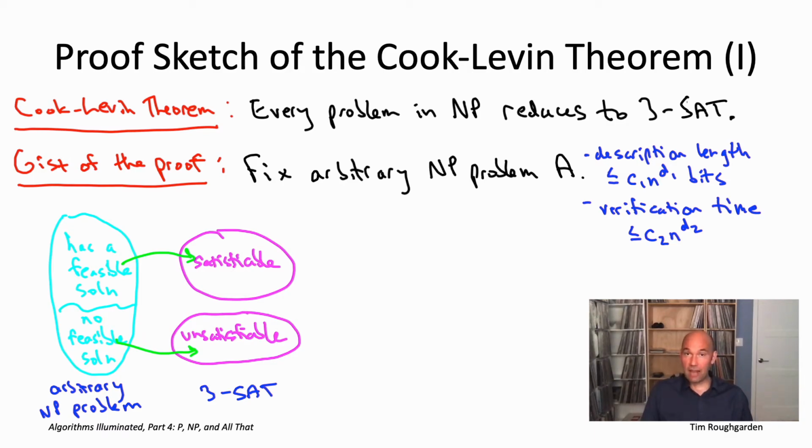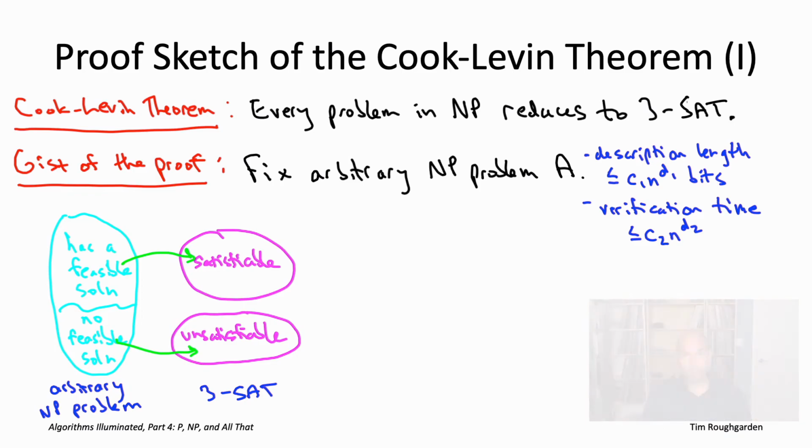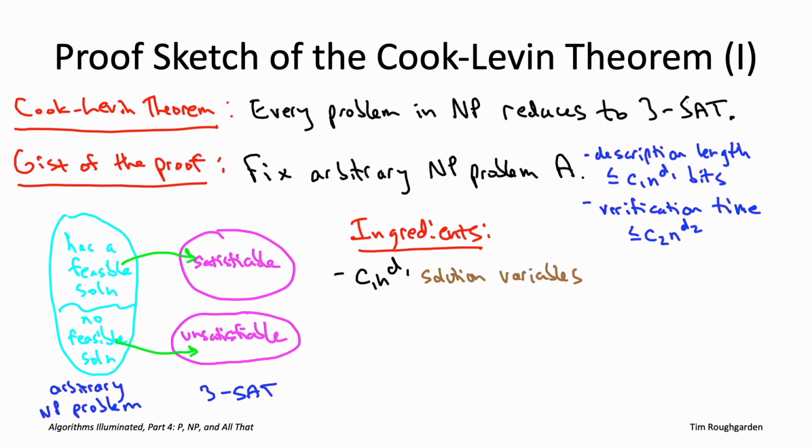And furthermore, from satisfying truth assignments to the 3-SAT instance that we construct, we should be able to extract a feasible solution to the problem that we started with. So what are the basic ingredients in this reduction? How are we going to do this encoding? Well, at the end of the day, we're going to be responsible for producing a feasible solution to the instance that we started with, if one exists. And the only thing we know about those feasible solutions is that they can be described in at most C1 times n to the D1 bits. So the sensible thing to do would be to just have a bunch of Boolean variables, C1 n to the D1 Boolean variables, whose true-false assignments record whether those bits are 0 or 1.